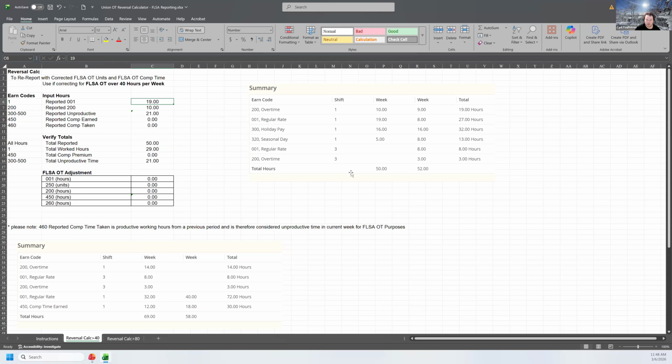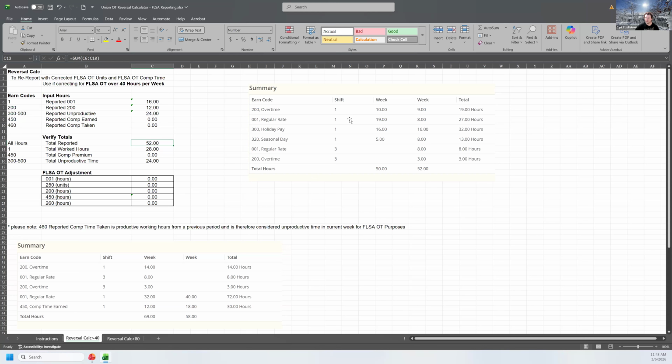Okay, let's go regular rate. Got 8 and then 8. So let's go 8 plus 8 plus 8. Reported 200: I got plus 9 hours at the top there, plus 3 hours. Unproductive time, I see plus holiday, 16 hours, plus seasonal day, 8. And no comp time taken. Total reported, 52, matches 52. Worked hours, yep, that matches. And his unproductive time, great.